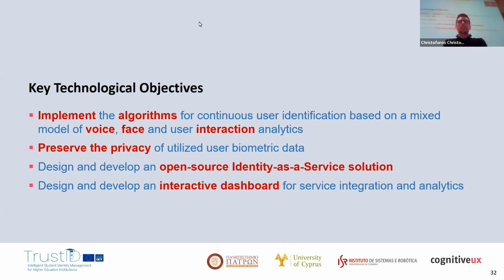So the key technical objectives were, we had to implement some algorithms that continuously identify a person based on a mixed approach of using their image data, their voice data, and their interaction data. But while doing so, we also had to have in mind that these models need to not violate any privacy policies set by the university or the privacy of the people's data. So as part of design and development, we had to create the open source identity as a service solution, as well as design and develop an interactive dashboard that will provide analytics, as well as make the life of people that want to integrate it easier.